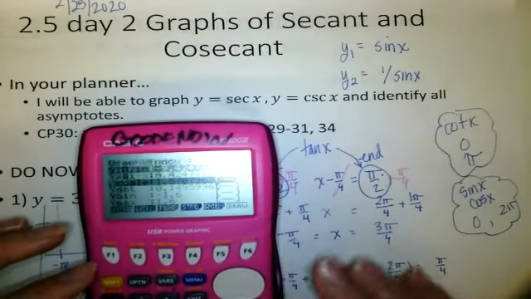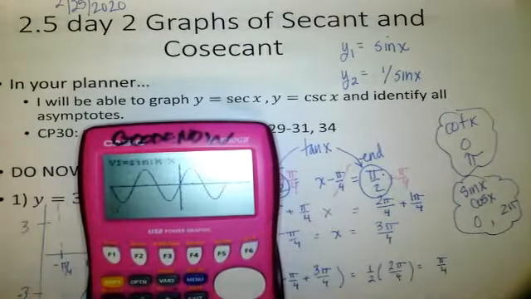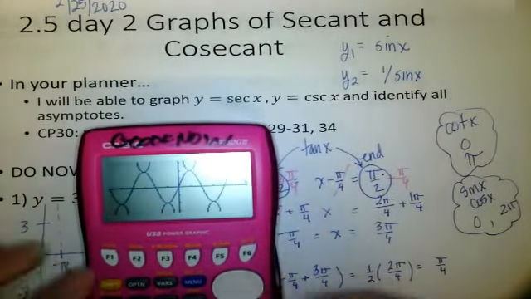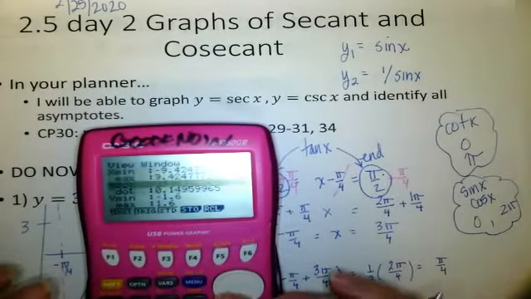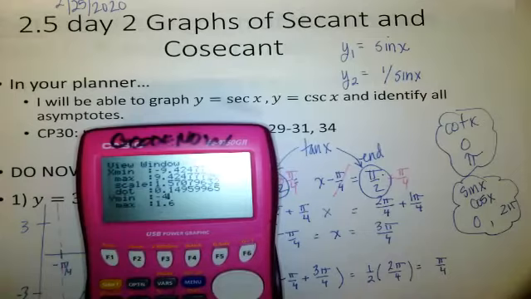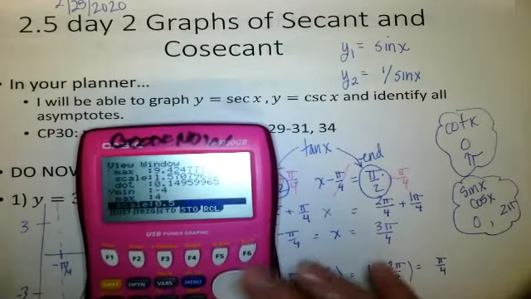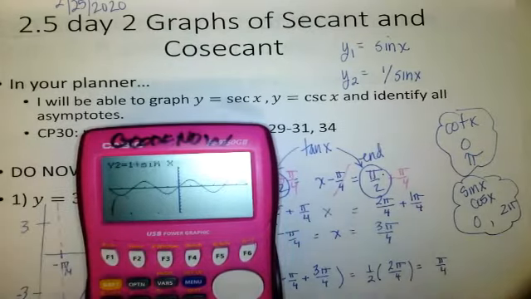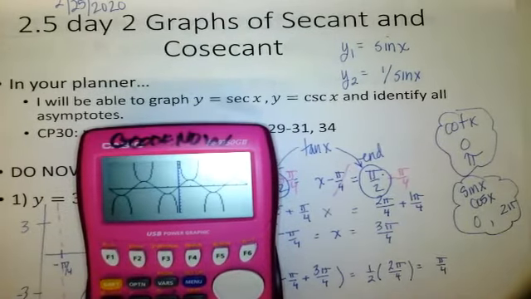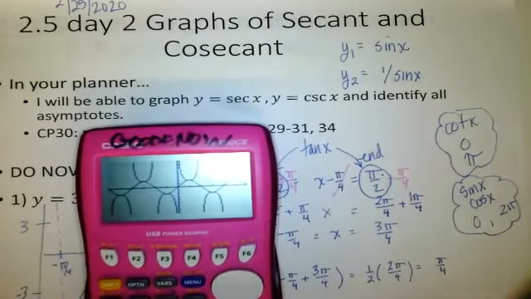Trig. Hey, there's a good one, let's try that one. Oh, there's an excellent window. Almost good. I want to go from -4 to +4. All right, there you go. So you should use a trig window when you're graphing. This is pretty good.